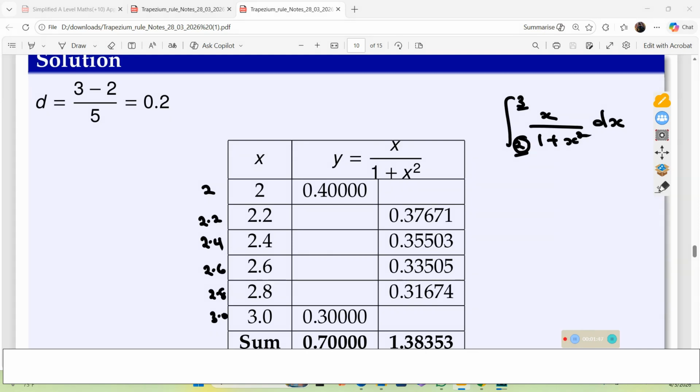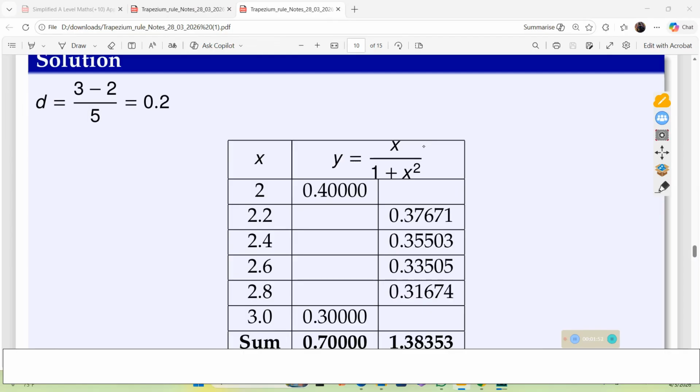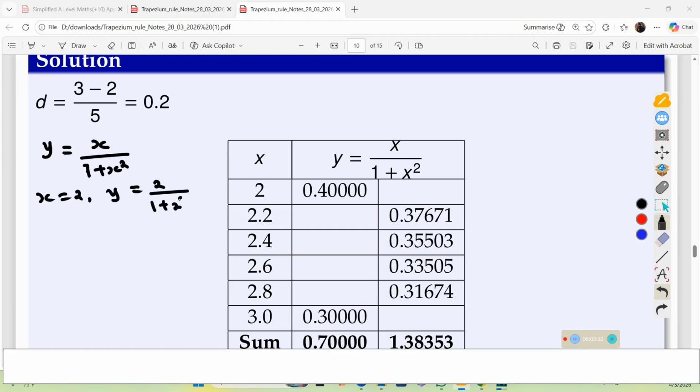Now, after obtaining that, we can come up with the values of y. The corresponding values of y we can easily get by putting in the expression y equals x over 1 plus x squared. So begin with x equals 2, substitute it here, get the corresponding value of y: 2 divided by 1 plus 2 squared, so that is 2 divided by 5, which is 0.4. So you do the same for x equals 2.2, so get y as 2.2 divided by 1 plus 2.2 squared, like that. So you keep doing that for all the values of x.